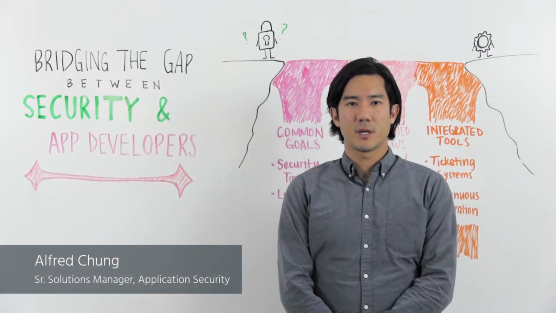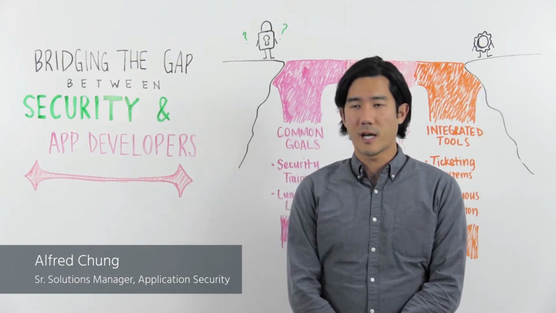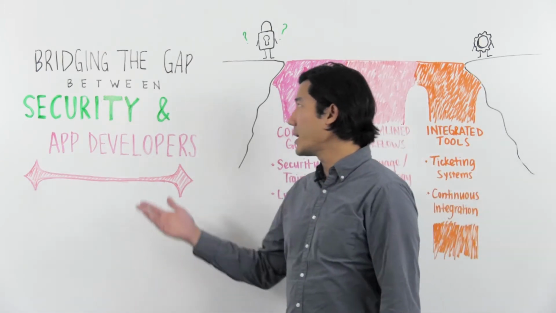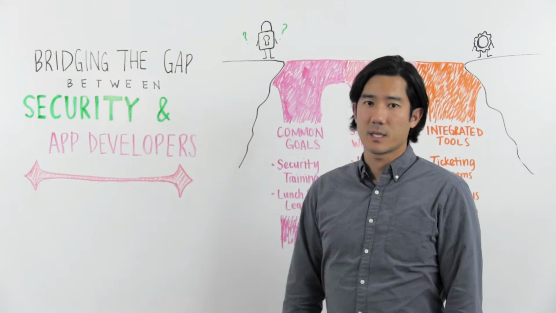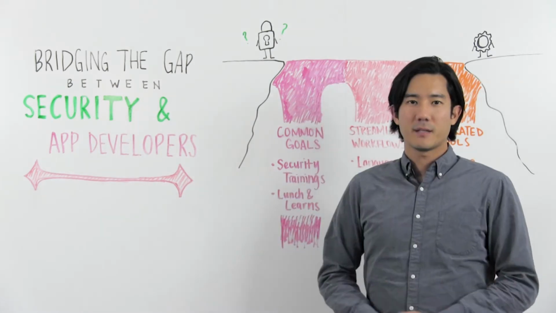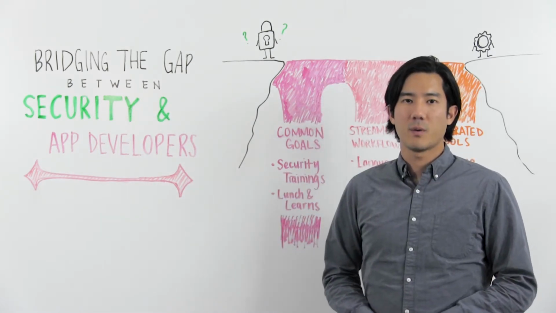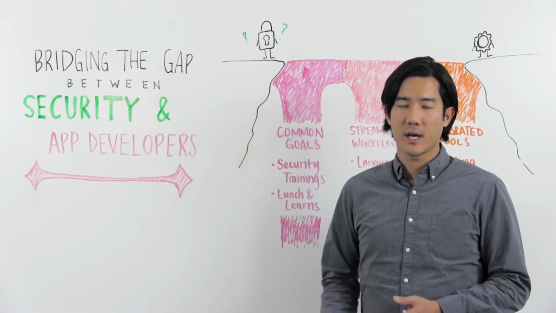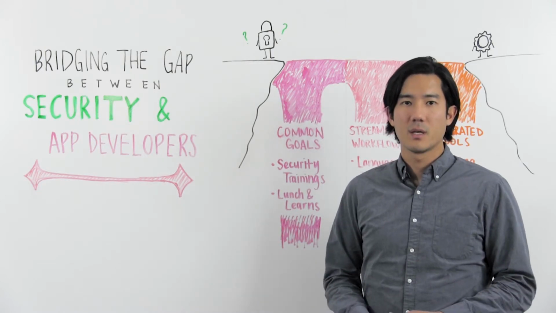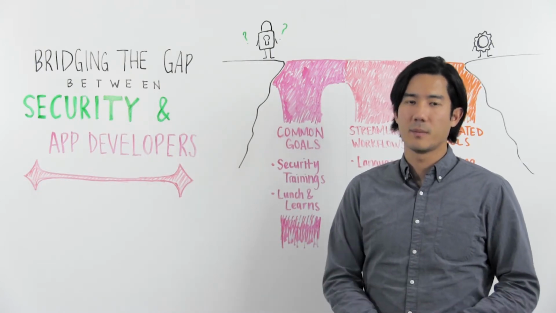My name is Alfred Chung, Senior Solutions Marketing Manager at Rapid7, and I'm here today to talk about bridging the gap between security and app developers. Effective application security requires more than just identifying application vulnerabilities. It also means fixing them.